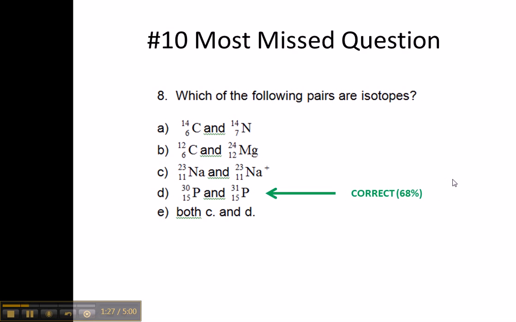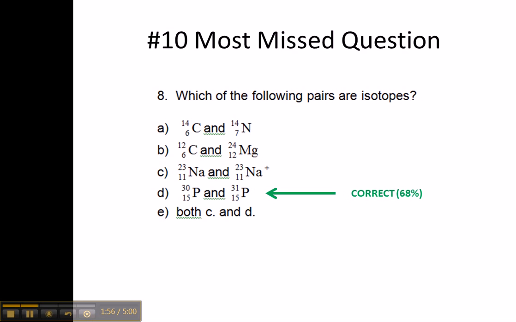Let's find out. It is D, which is the phosphorus. Did you select that? 68% of the class was correct, which means over 30%, well, 32%, could not select this. Which one do you think they selected? Out of all those choices, where do you think was the trap?